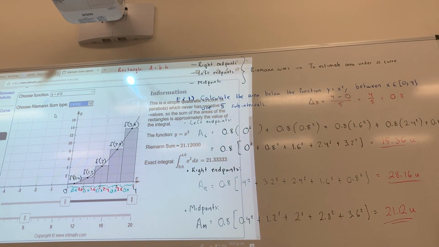So, what do you see in this case? That the midpoint is closer to the real one. This is the real one. This is the real area. The midpoint is close to that.